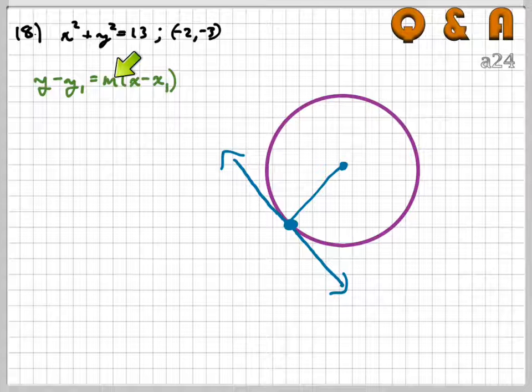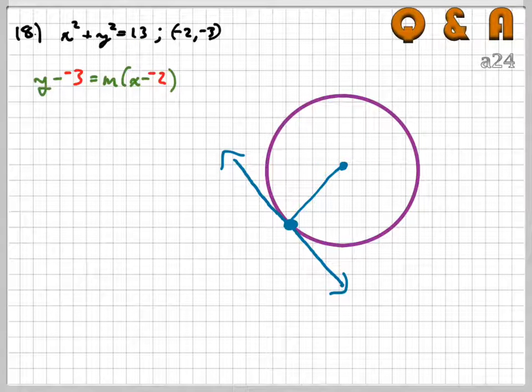So how are we going to find the slope? Well, let's write what we have so far. We have the y1 and we have the x1. We could plug those in. The y is -3 and the x is -2. All right. All we need now is the slope.